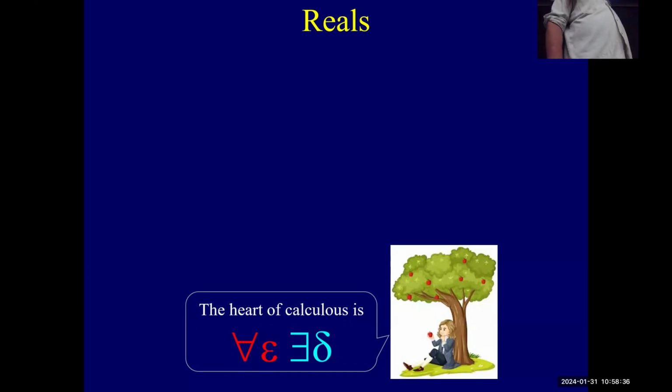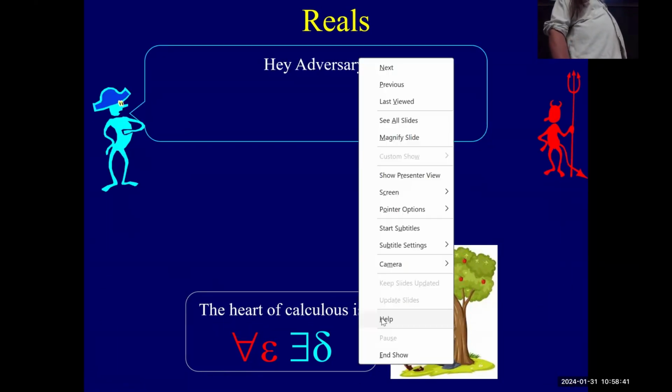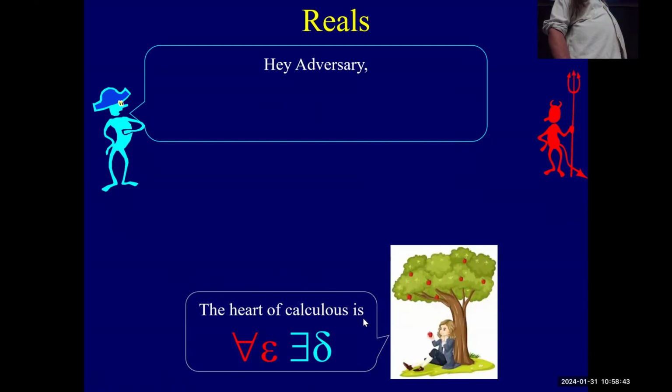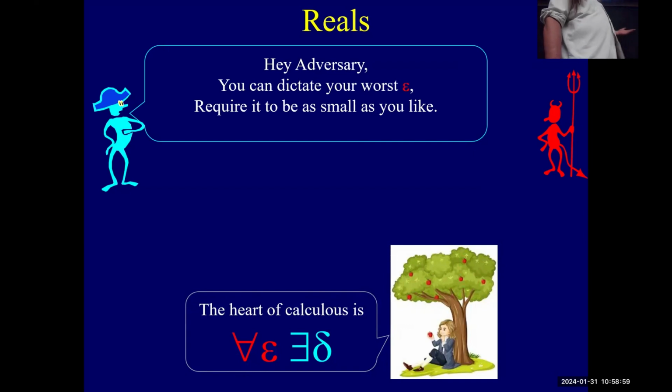So this idea of an epsilon delta proof is fundamental to calculus. So it's all about for all, exists. And so let's do this example. So how does epsilon delta work? Both epsilon and delta are little values.